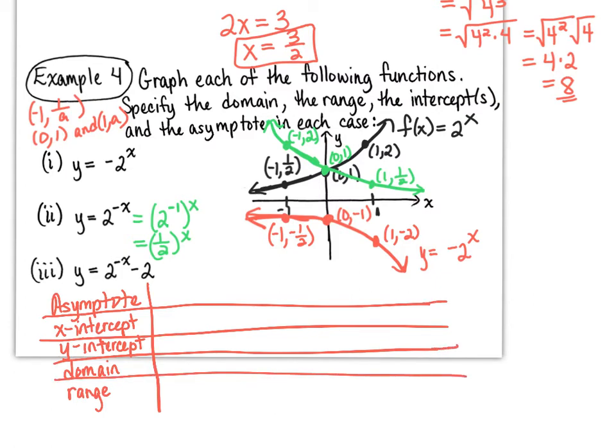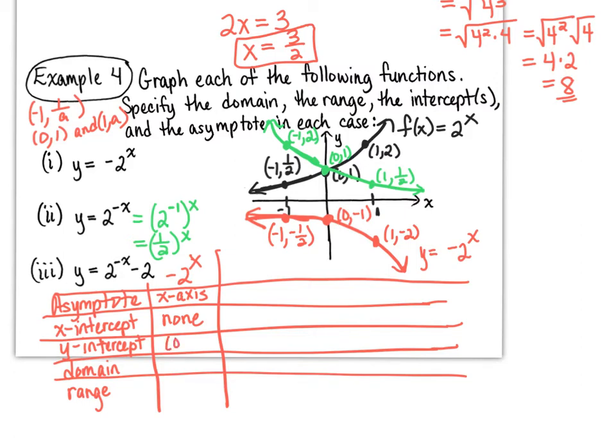Okay, so for -2 raised to the x, what's the asymptote? The x-axis, good. Or y equals 0. Is there an x-intercept? No, there's none. What's the y-intercept? -1. This is this graph. So -1, or 0, -1.